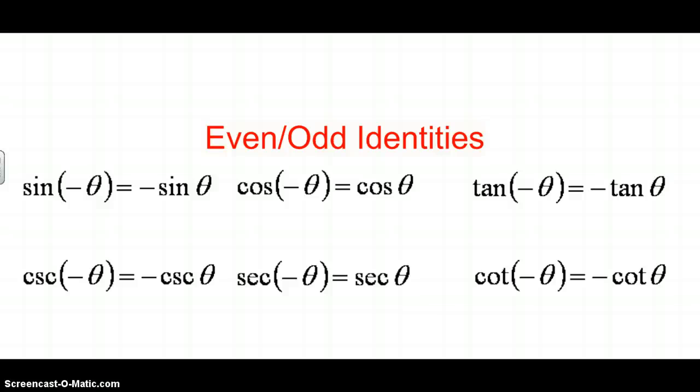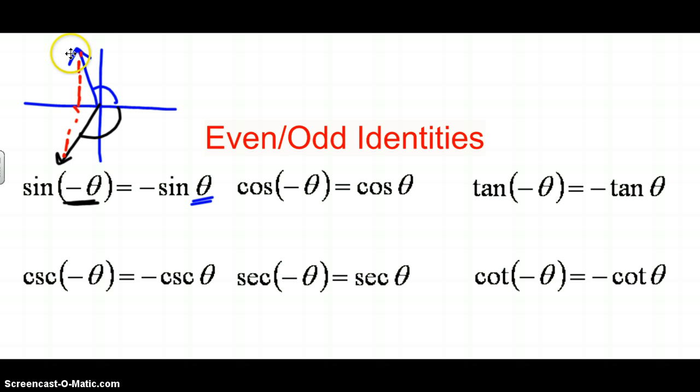Even and odd identities, if you want to think about them from your unit circle, if I pick some theta measurement, okay, so I'll put theta here in the second quadrant, and I would have this sine value, the y. I could draw negative theta, so going backwards, down here.